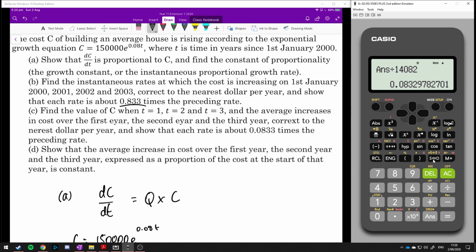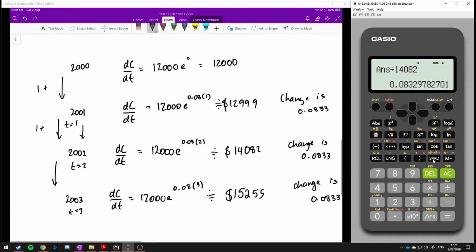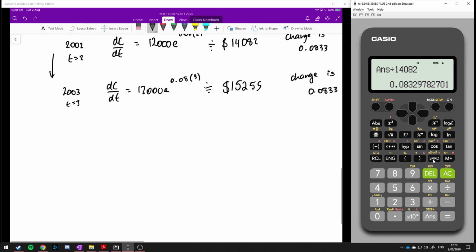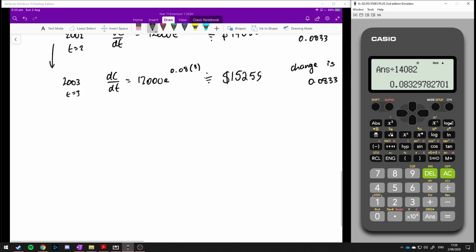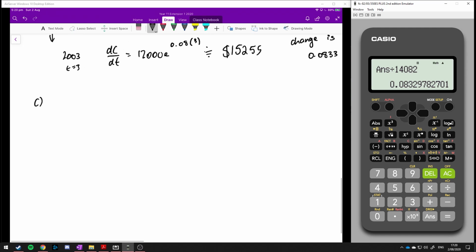Now part C says find the cost of C when t is equal to 1, 2, and 3, and the average increase in cost over the first year, the second year, and the third year, correct to the nearest dollar per year, and show that each rate is about 0.0833 times the preceding rate. So this time, we're going to do our instantaneous ones. So let's get some values. So this is part C.